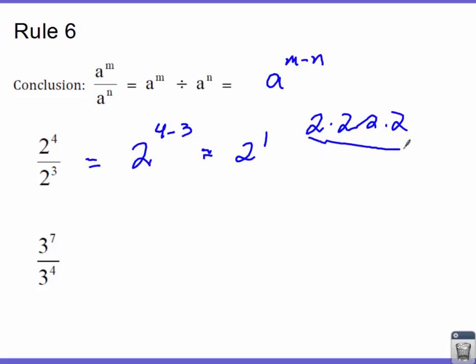So what this one really means is we've got 2 times 2 times 2 times 2 in the numerator. We're dividing that by 3 2's in the denominator. So we know that in a fraction, if I have a 2 on the top and a 2 on the bottom, they divide out and become 1's. 1's are left behind.